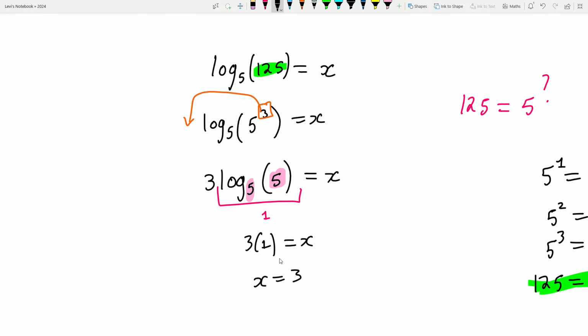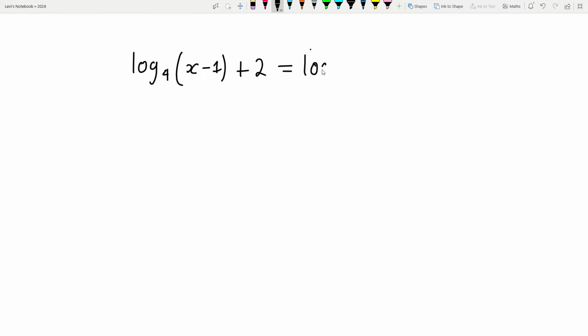And that's it. Let's take a look at the next one. The next one will be a little bit harder. Let's go with log base 4 of x minus 1, plus 2, is equal to log base 4 of x plus 4. Before anything, if you want to have a go at solving this, feel free to pause the video and solve it, and then let's just get straight to it.